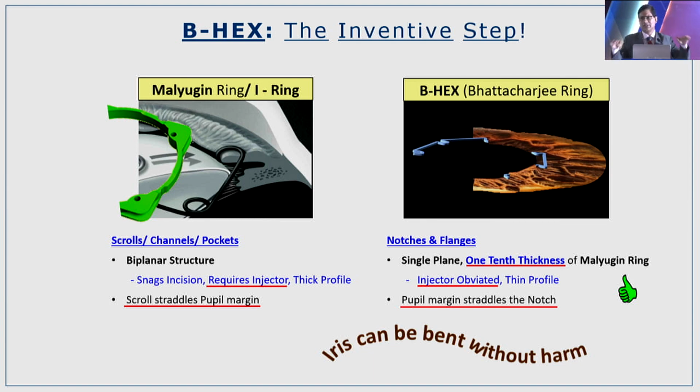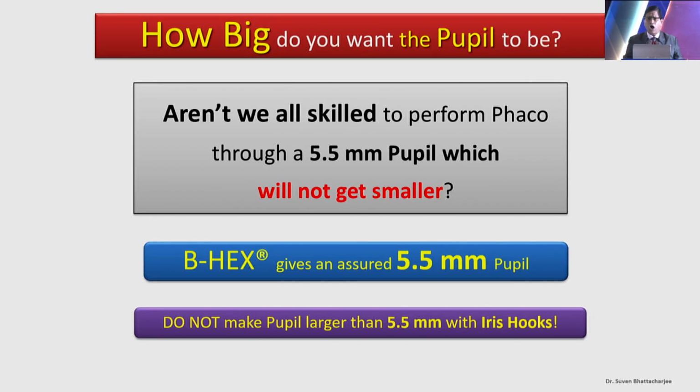Whereas the BHEX device is in a single plane, it's super thin, and the iris margin, the pupil margin, kind of bends at the notches. The pupil margin straddles the notches, and that lets us obviate that injector. How big do you want the pupil to be? If you are assured that you're going to have a 5.5 pupil which is not going to come down on you, what's important is the coming down, not the size of the pupil. All of us are experts at doing surgery with 5.5 pupils, and the BHEX allows you to do that.